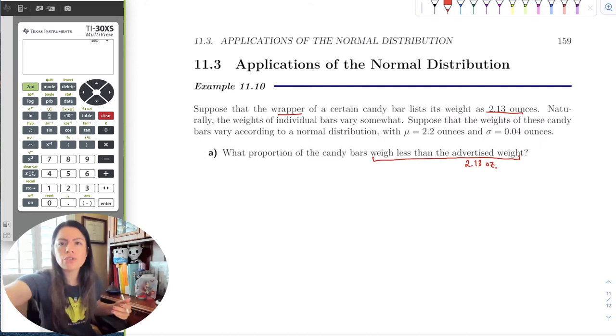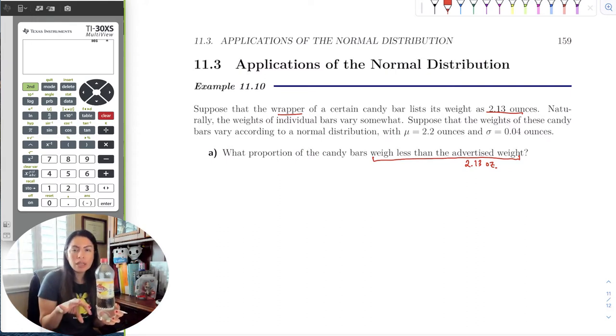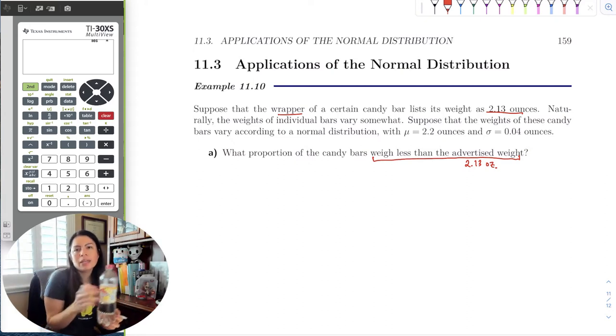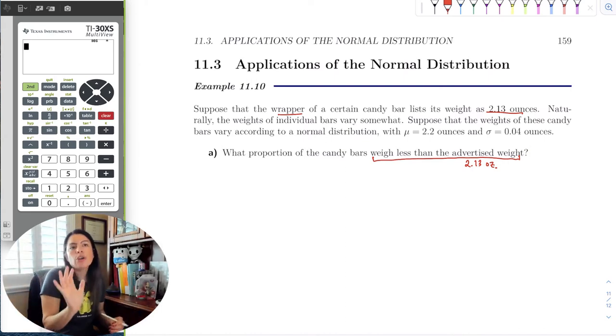I have a bottle here actually. It does say that it is 33.8 fluid ounces or 1 liter, but I bet if I actually poured the liquid out on a scale and put it in a different container, it might not be exactly 33.8. I bet it would be like 33.85 or 33.79, right? It's so close, but everything's approximate when it comes to real world and real life data. So even though it advertises 2.13 ounces, if I took a more strict measurement, it might be fluctuating a little.